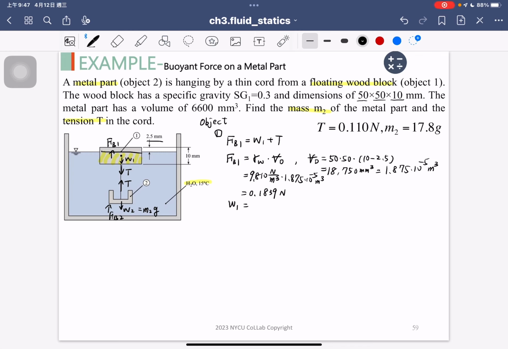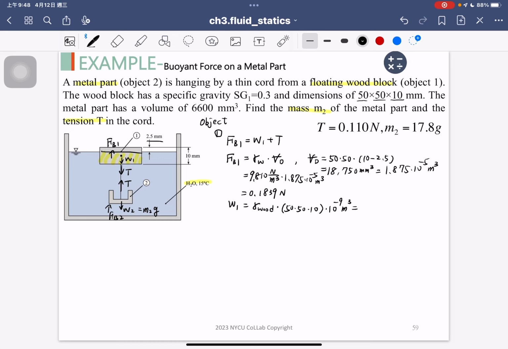So we have the buoyant force, and second, we can compute the weight of the floating wood. So we should have the gamma wood, right, multiplied by the total volume of the wood. The total volume of the wood is 50 times 50 times 10 millimeters, and then we need to multiply by 10 to the minus 9 power to convert cubic millimeters to cubic meters.